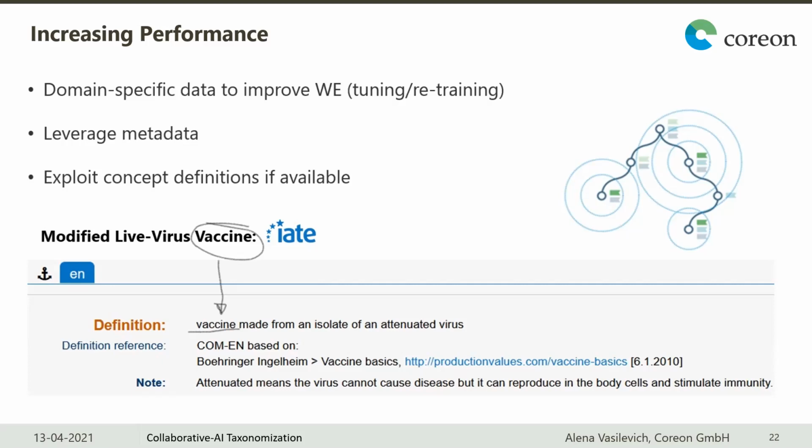Moreover, consistent presence of metadata in the terminology can aid the taxonomization process. And if there is metadata about the semantic parent of a term, this valuable information can be leveraged. Definitions of terms can be part of such metadata, and they can describe the type of the given concept. Often these definitions have a certain structure or follow a pattern as well. For example, here we have the term modified live virus vaccine that has the definition vaccine made from an isolate of an attenuated virus. Using NLP tools, we could extract this broader concept vaccine and use it as a parent node in the taxonomy.